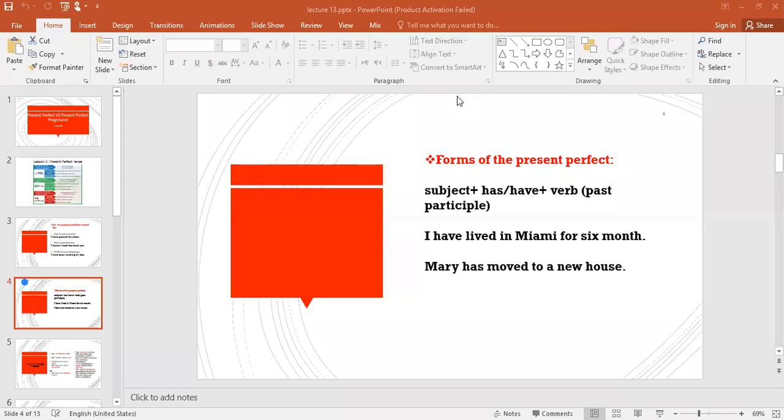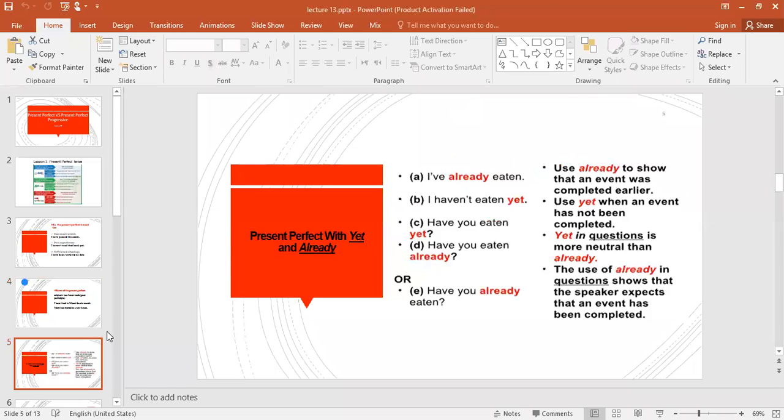Let's continue now to the uses of already and yet. Who can explain to us what is the difference between already and yet? By raising your hands. This is very easy. Yes, Celine Najde. Miss, we use already when the verb is already done, and yet when we still didn't do that verb. We have already done this thing. We have already finished this thing.